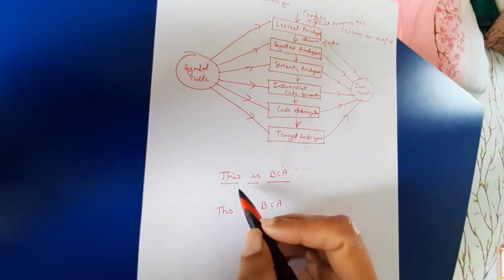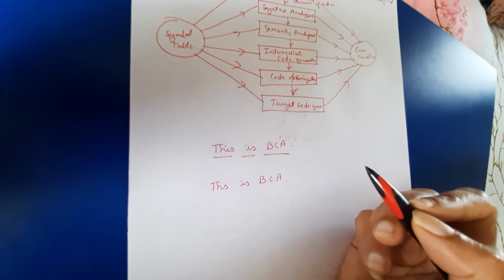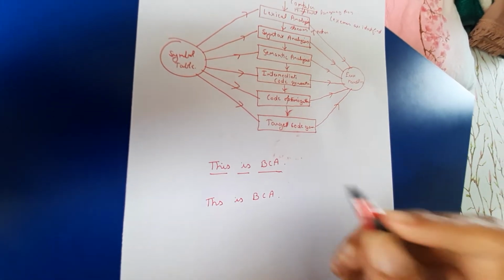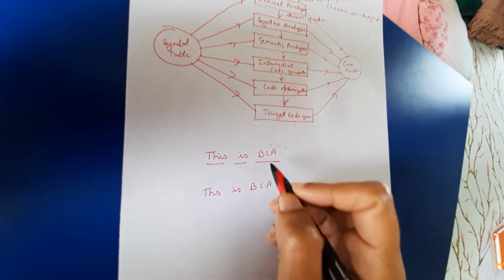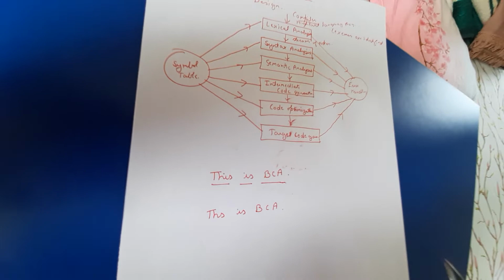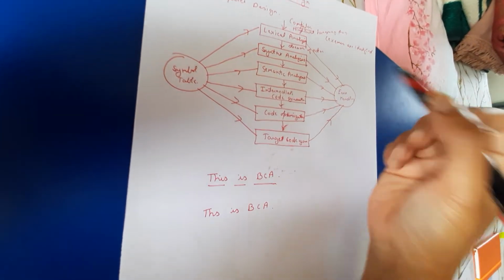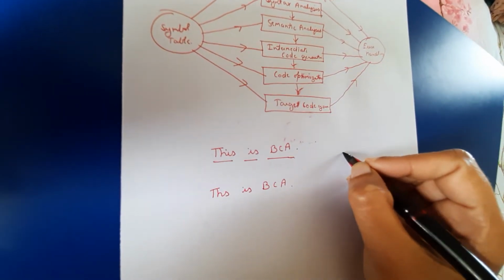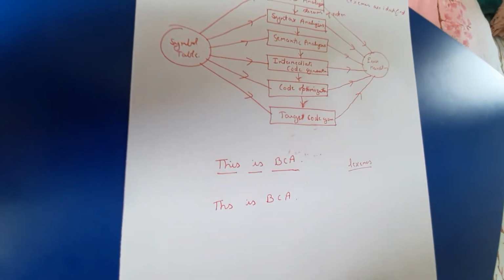Suppose that we have an English sentence, "this is BCA", and we want to convert it into Hindi. If we want to convert it, we should know the meaning of this, the meaning of is, and the meaning of BCA. So what we do is divide it into words. In high level language, these individual words are called lexemes.